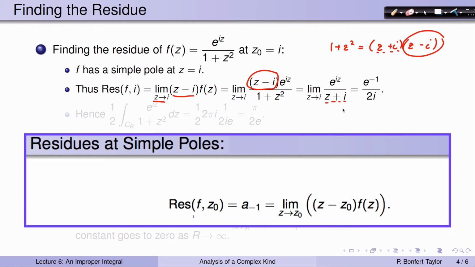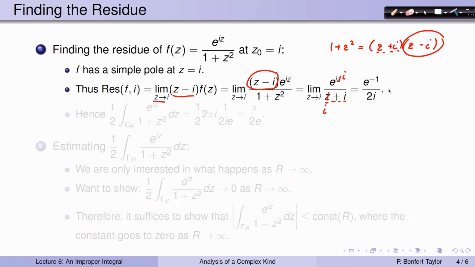So I need to find the limit as z approaches i of e to the iz over z plus i. I find that limit by simply plugging in i for z. When I plug in i for z, I have an i squared in the exponent of the exponential function. So that's e to the negative 1, and the denominator becomes 2i. So that also is equal to 1 over 2ei.